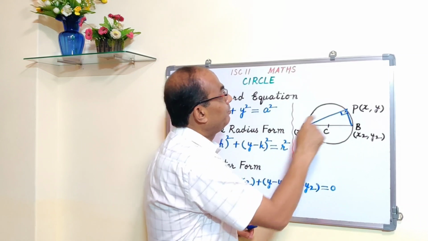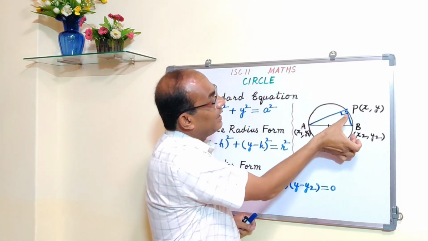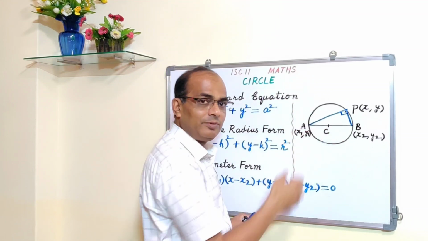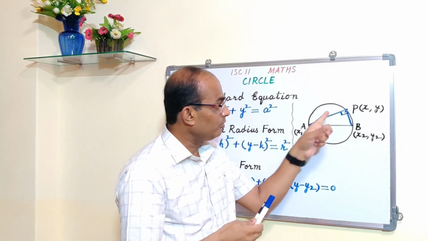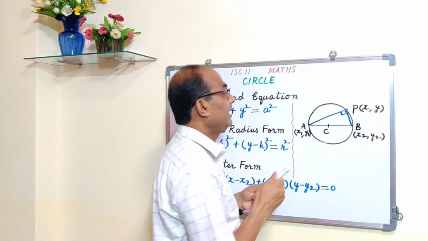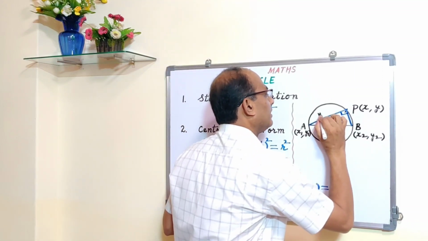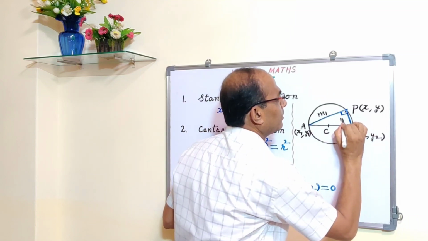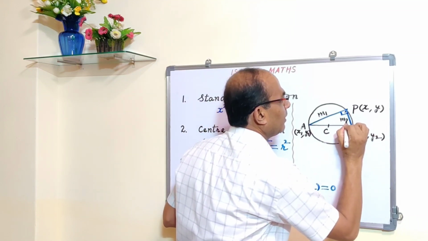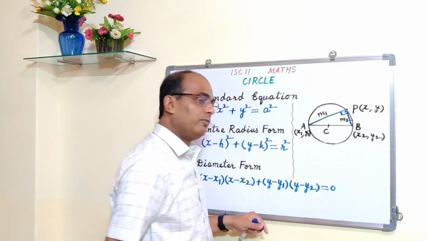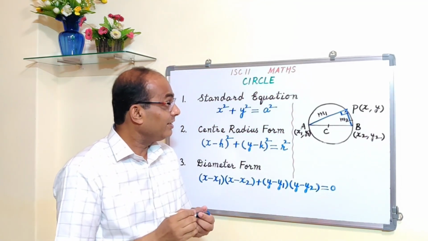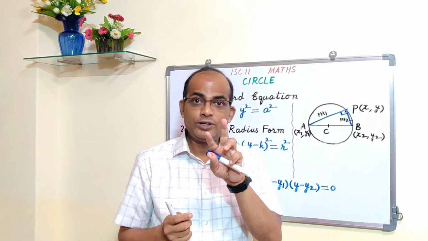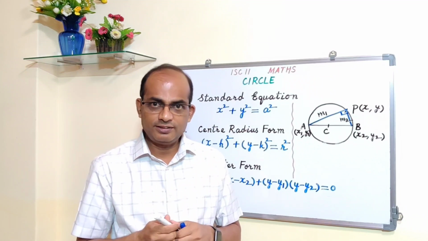Alright, so PA, this line, and PB, this line, they are perpendicular to each other. This angle is 90 degrees by geometry. Angle in a semicircle is 90 degrees. So find out the slope of this line PA, if you call this M1, and if you call this slope M2, then M1 into M2 is equal to minus 1. Now what is M1? Let me write down M1. You know the formula when 2 points are given, y2 minus y1 upon x2 minus x1.